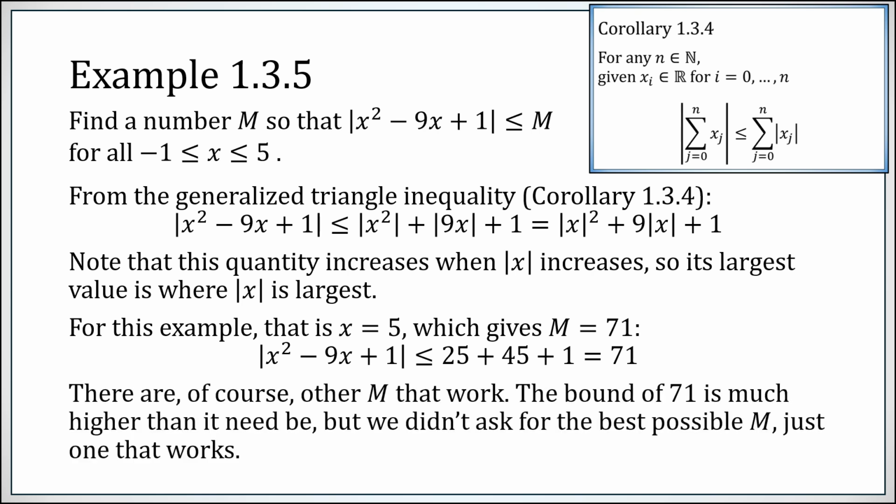Now, there are smaller numbers m that one could find to put here. That's not really the point. The bound of 71 is far from optimal, but we didn't actually ask for the smallest possible m so that the absolute value of x squared minus 9x plus 1 is less than or equal to m. Just find one such number, and here we have it. Notably, we didn't actually need any calculus here.